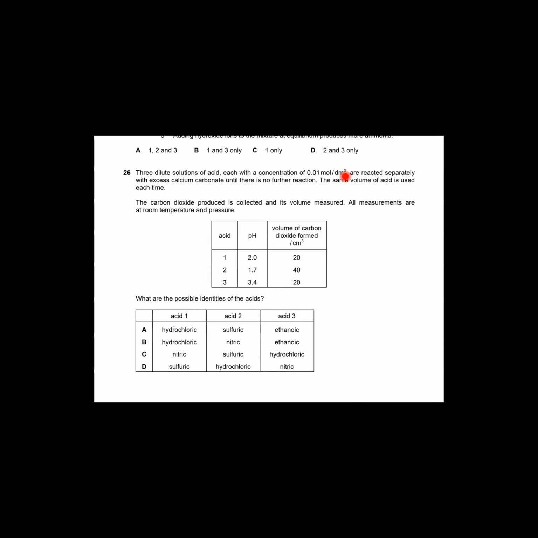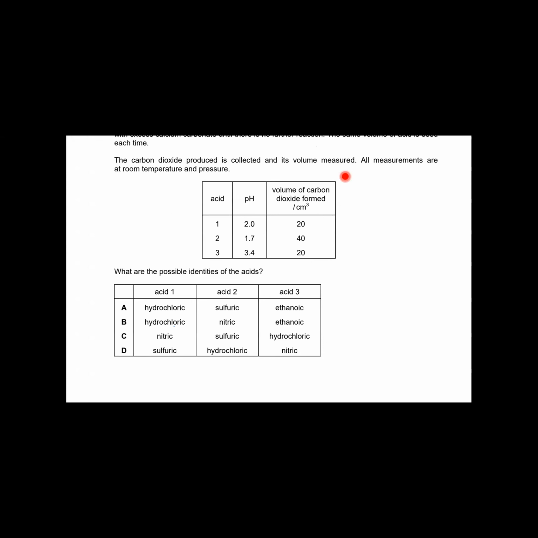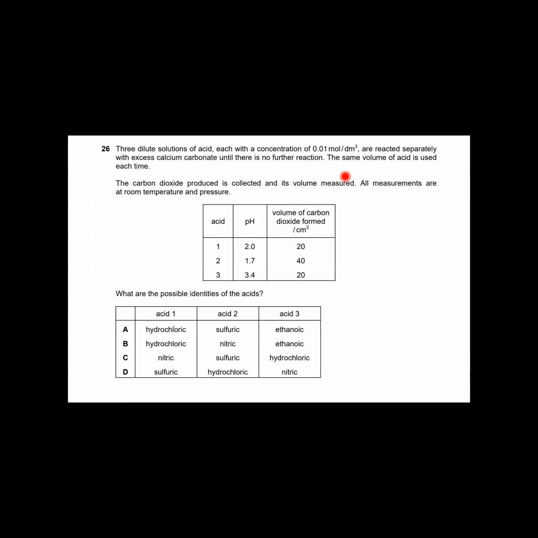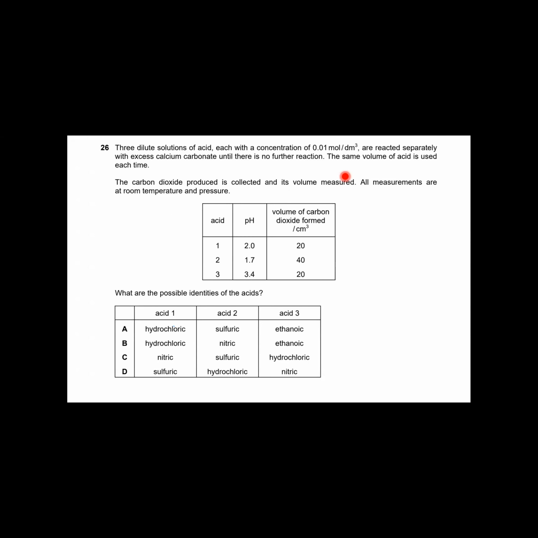They're telling the same concentrations as well, reacted separately with excess calcium carbonate until there is no further reaction. Same volume of acid is added each time. And same concentration as well. Acid concentration is also the same, volume is also the same, but you're getting different amounts of gas. That is because of what?